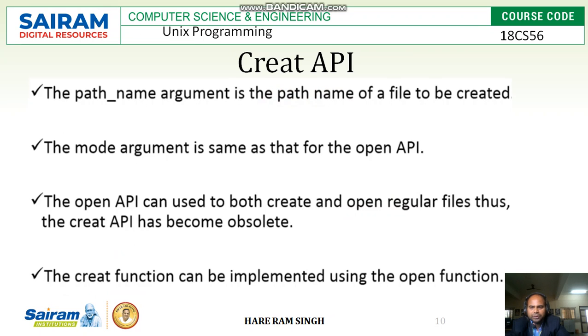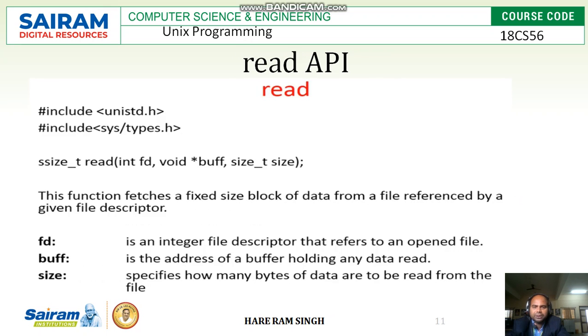So for example, the Open API can be used to both create and open regular files. Thus, the Create API has become more obsolete. Create API is more accurate and easy than the Open. Open API, which is equivalent to Create, is a little bit complex. The Create function can be implemented using the Open function. Once the file is created, it can be used with the Open function.